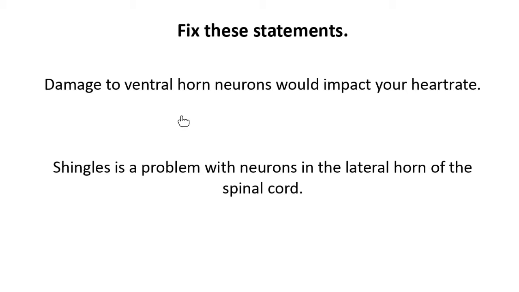My first statement here is talking about neurons that are found in the ventral horn of the spinal cord. Help me out in the chat. When we talk about the ventral horn of the spinal cord, what kind of neurons live here? Okay, Nicole's got the first word of their name, somatic, and Christina and a couple others are chiming in with my second word, somatic motor neurons.